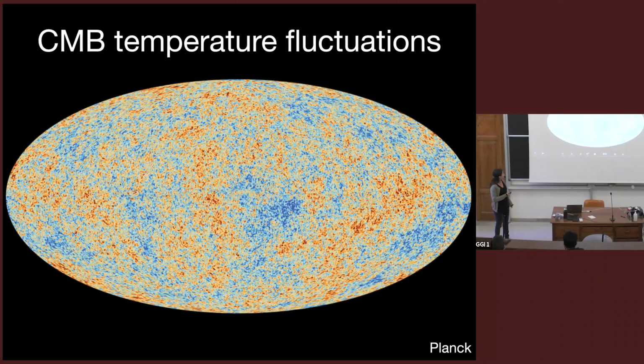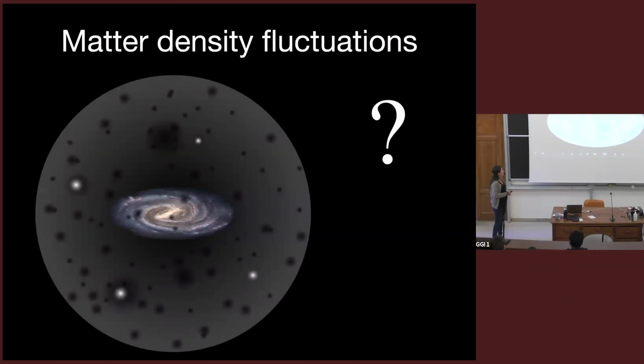And these hotter and colder spots also correspond to overdensities and underdensities in the matter power spectrum. And then when the universe becomes matter dominated, the denser spots will start growing and form all the visible structures that we see in our universe today. So indeed, our universe is very far from homogeneous today.